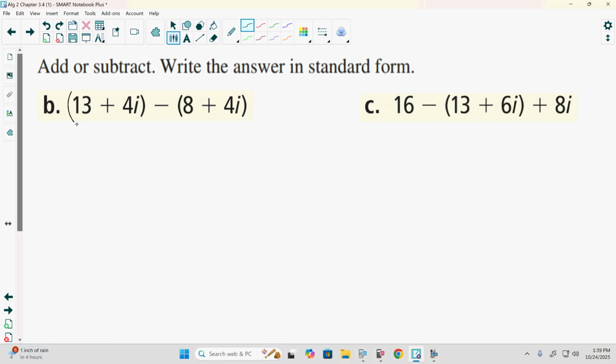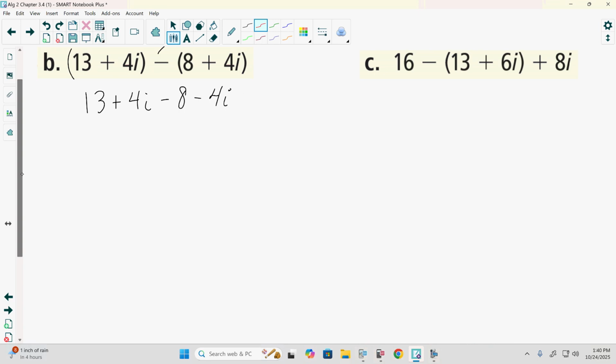So for the first one here, 13 plus 4i minus 8 plus 4i, first thing we need to do is simplify or resolve the parentheses. So the first 13 plus 4i, since there's nothing in front of those parentheses, we can really just drop them. It stays 13 plus 4i. Our second set of parentheses, we can distribute the negative through, turning it from 8 plus 4i to negative 8 minus 4i. Questions on this so far?